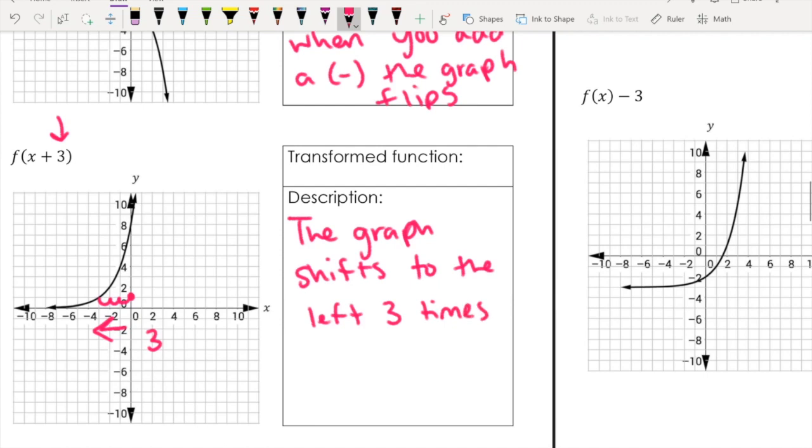So whenever we have a plus 3, or a plus anything, inside parentheses, it's going to move to the left. So all that I'm going to do is f of x plus 3. Again, all I did was grab that from there. The original function was 2 to the power of x. But what did we do? Well, it shifted to the left, so I'm going to add 3 to that. So again, if I add inside parentheses, it's going to shift to the left. All right, let's move on to the next one.